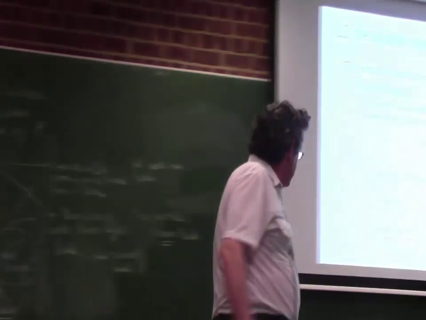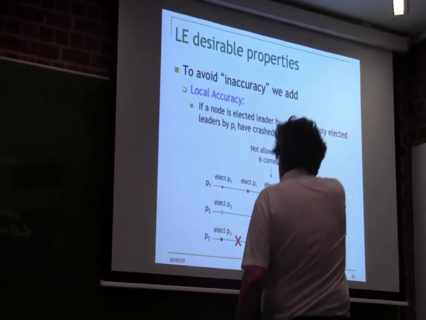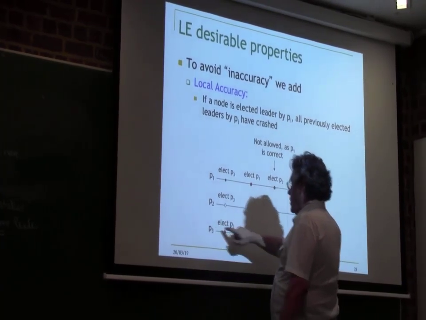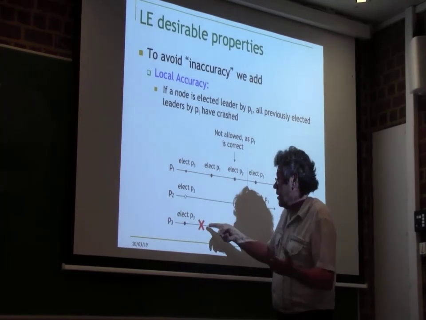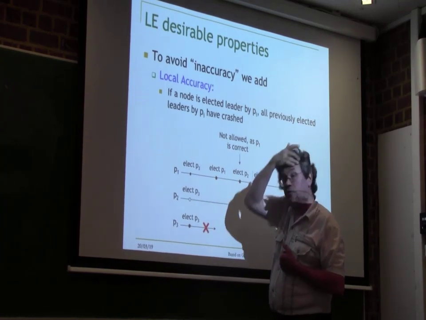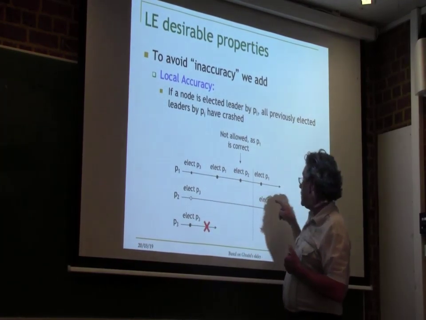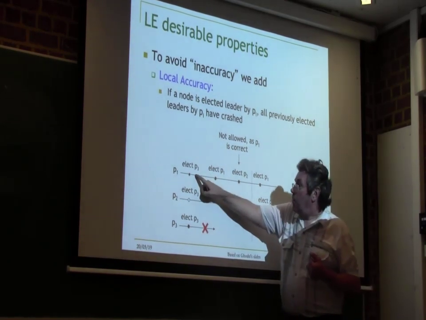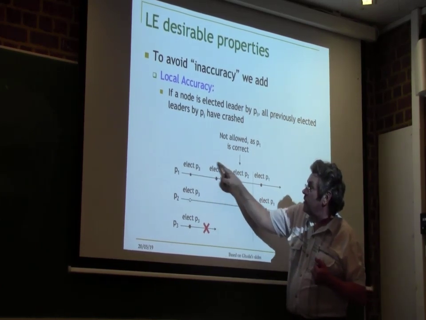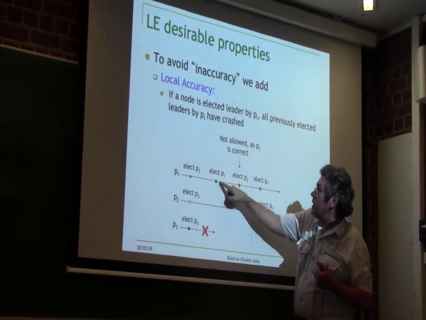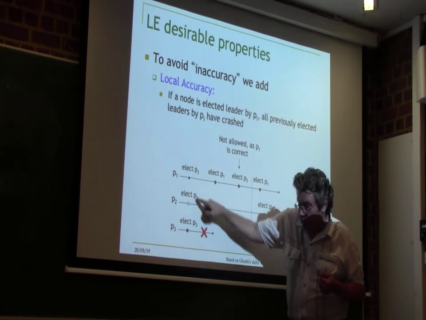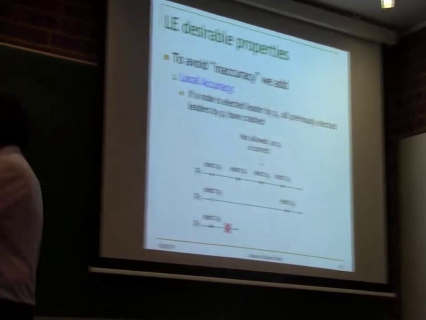Okay? So maybe P2 thinks that P3 is the leader here, but P3 is crashing, it crashes, okay? So P2 has to change this one, but it's not allowed to think this one anymore. It has to elect another one, P1. But P1 here is able to change leaders. It can elect P1, it can elect P2, and it's allowed to change things because P2 is thinking about an incorrect one. So this condition is not strong enough somehow.